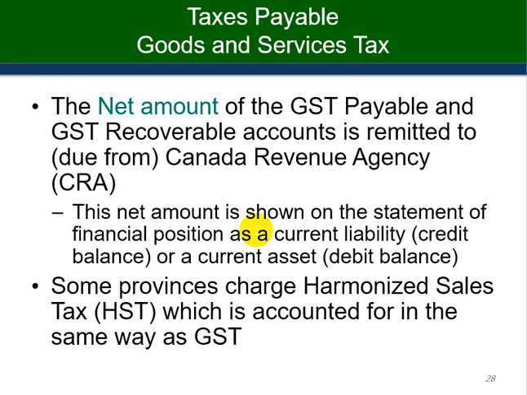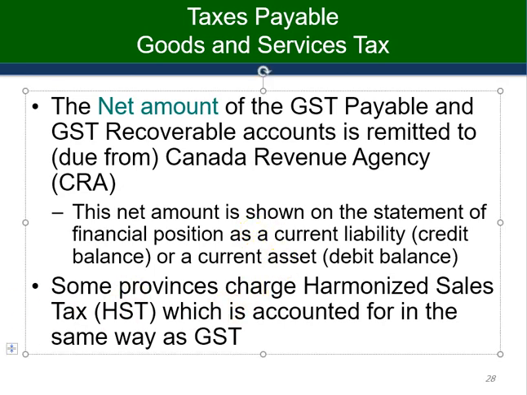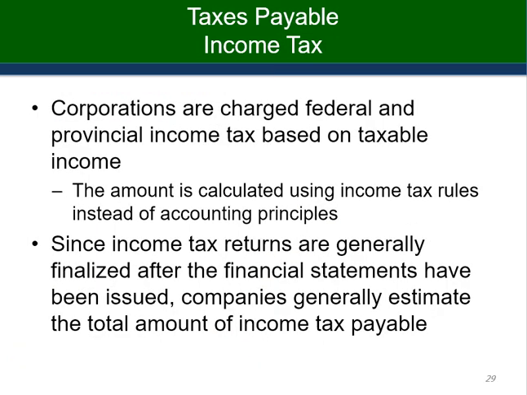And because that's actually part of the agreement that you have with the CRA, you can offset them. You don't have to show the current liability for the credit balance and the current asset for the debit balance. You can offset the two, and so that's the amount that's shown on the balance sheet, the net obligation. If HST applies, the rates are higher, but it's essentially the same approach.